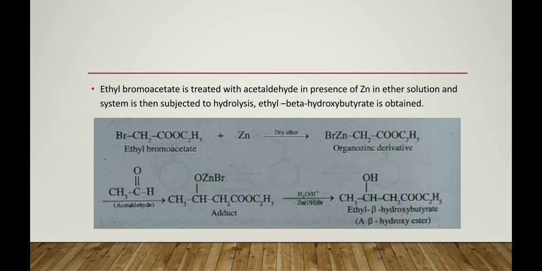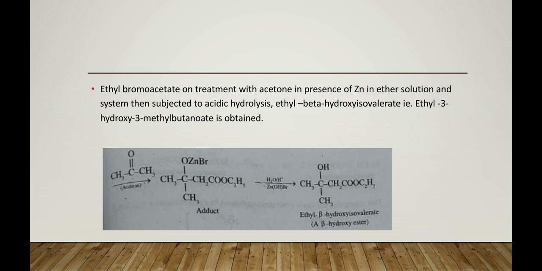Ethyl bromoacetate is treated with acetaldehyde in the presence of zinc in ether solution and the system is then subjected to hydrolysis. Ethyl beta hydroxybutyrate is obtained. Ethyl bromoacetate on treatment with acetone in the presence of zinc in ether solution and the system then subjected to acidic hydrolysis gives ethyl beta hydroxyisovalerate, that is ethyl 3-hydroxy-3-methylbutanoate.